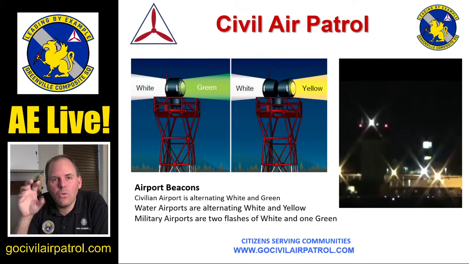Now, if you see two white flashes followed by a green flash, and then two more white flashes followed by a green flash, rotating around and around, that means it's a military airport.